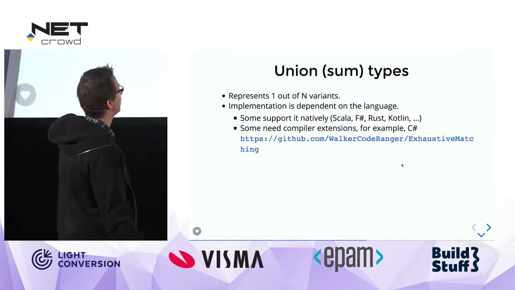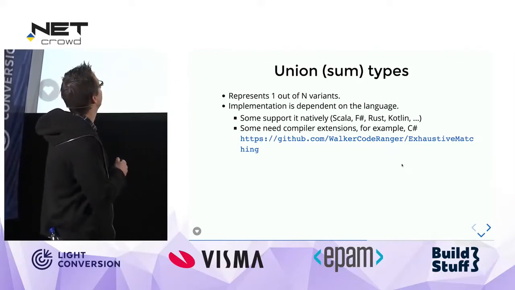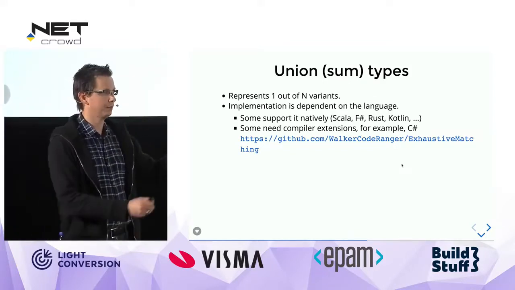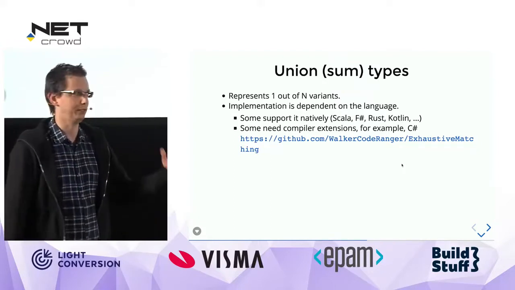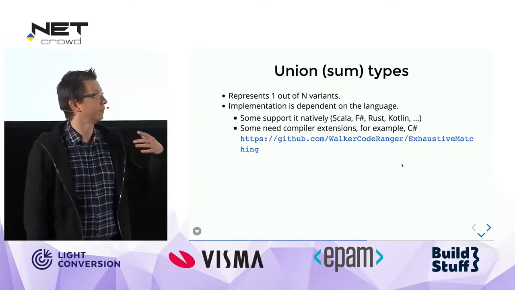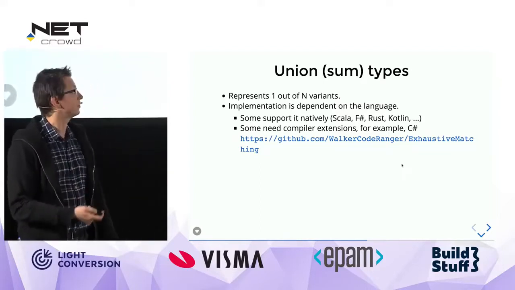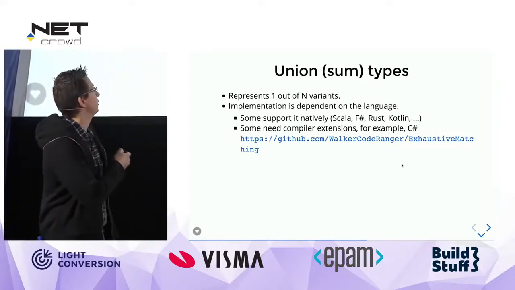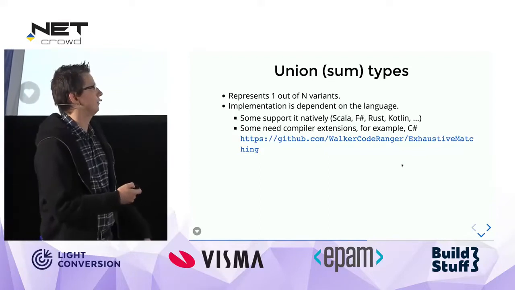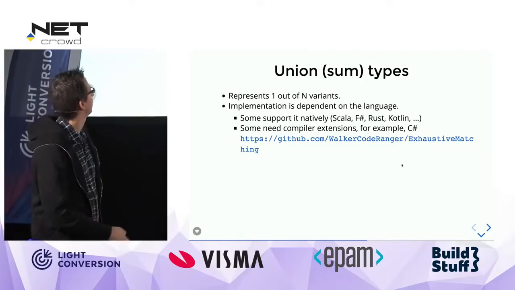Another thing that we can do is use unions, also known as sum types. It's also a fairly simple idea. You just basically say, this type can have one out of five values. We can do that in C# with enumerations, but this allows you to add extra data to those enumerations. Some languages support it natively, like Scala, F#, Rust, Kotlin. Some languages need extensions or linters, like C#.